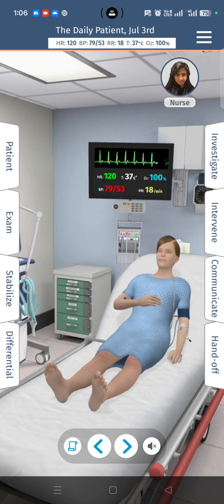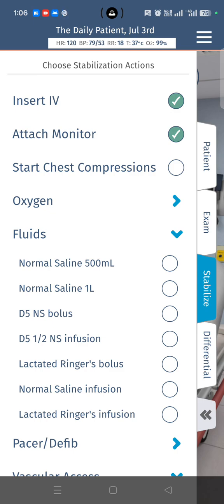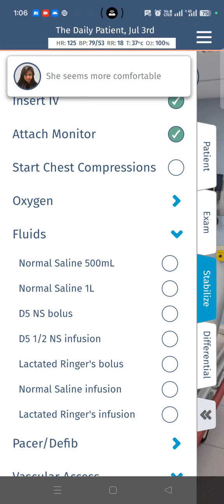So as we can see, the fever has subsided. So let's start the patient on fluids. We can either give normal saline 1 liter or DNS or Ringer's lactate.